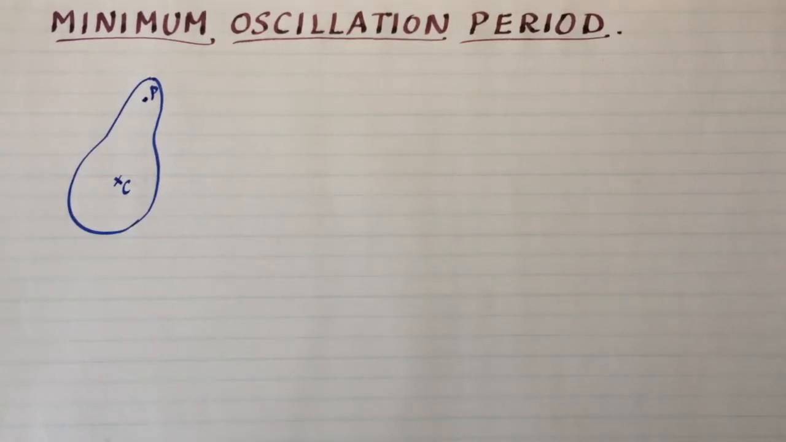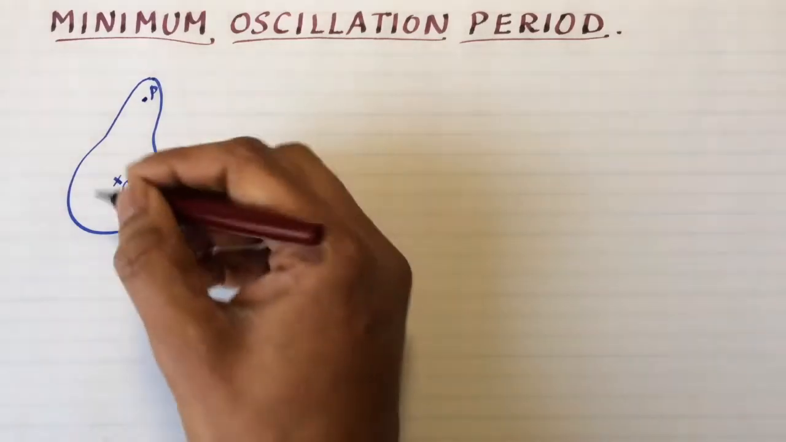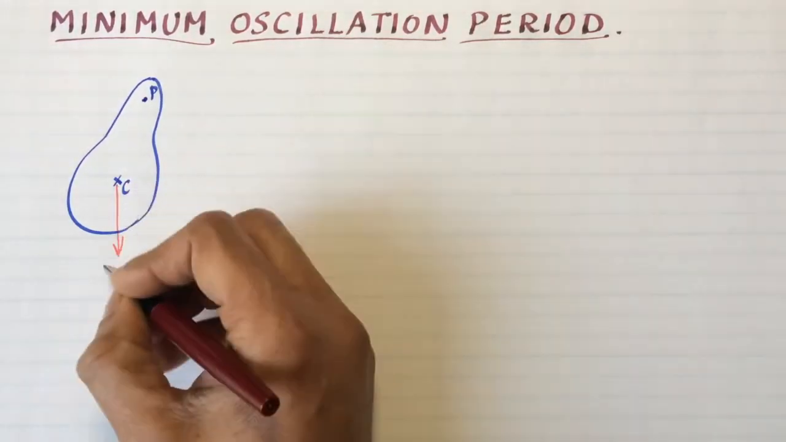In this video, I'd like to address the following question. I have a rigid body and it is pivoted at point P. The point C is the center of mass of the rigid object, so gravity acts through that center of mass.